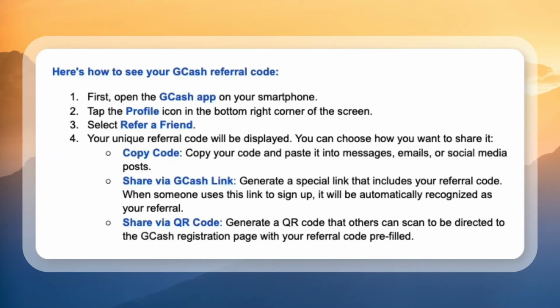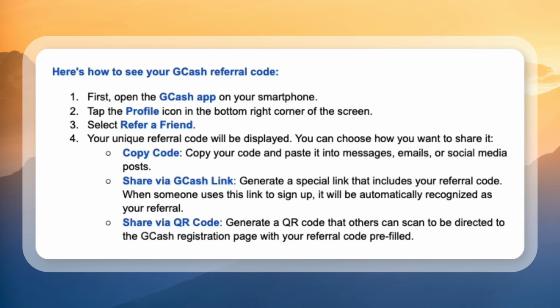There are 4 steps. Step number 1 is to open up the GCash app on your smartphone. Then step number 2 is to tap the profile icon in the bottom right corner of the screen. Then next up, select Refer a Friend. The final step is that your unique referral code will be displayed.